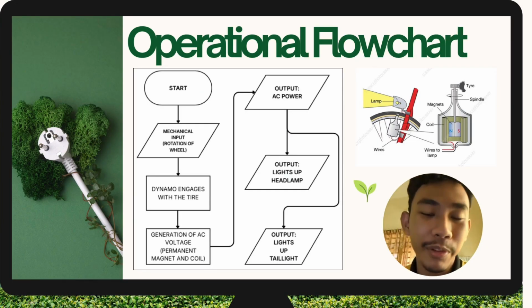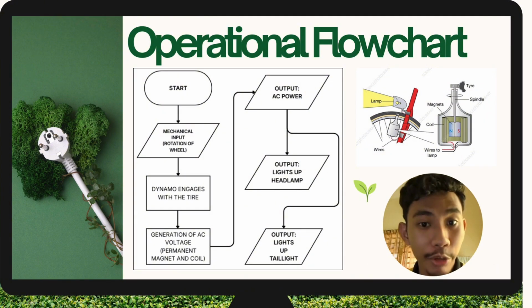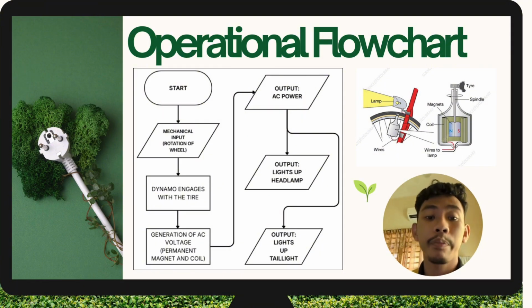Hi, my name is Muhammad Fakram bin Muhammad Asri. My matrix number is DE24006 and I am going to be explaining the operational flowchart of our project, which uses time-varying fields to generate AC voltage using a dynamo on a bicycle. First, we have to understand the structure of the dynamo. It is simple, actually, it only has a coil and a permanent magnet. The coil can be moved inside the dynamo.